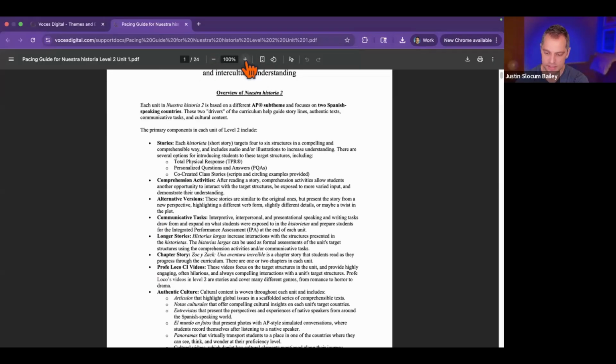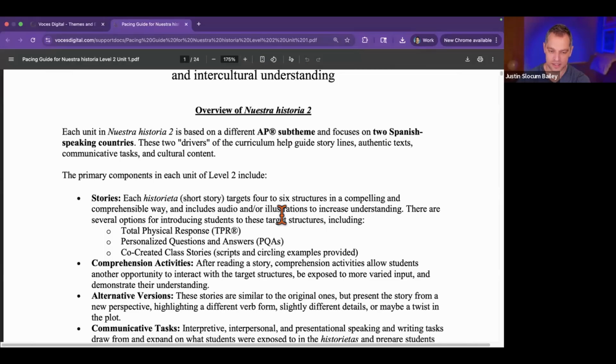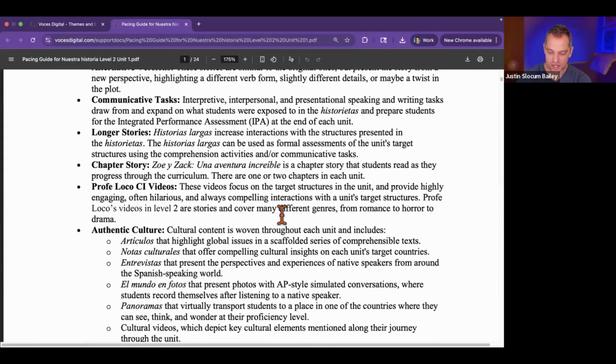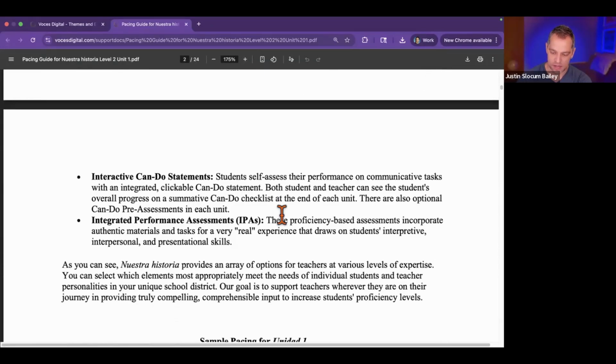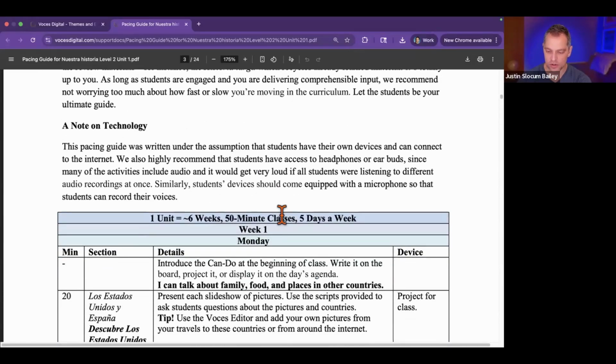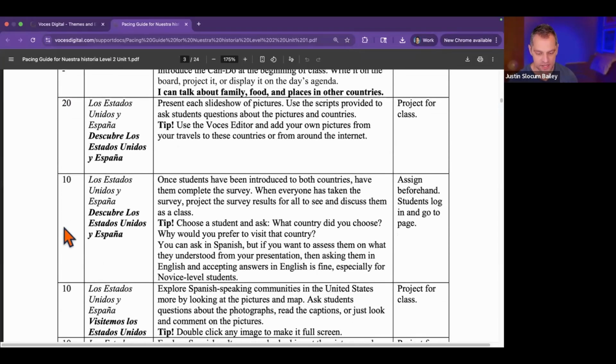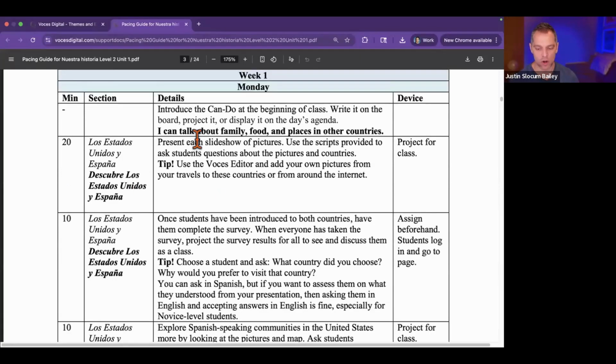I'm also going to biggerize this. I think that's the verb. And show you that around page 3 or 4, it starts taking you through an exact unit, with like a day by day, how many minutes to spend on a certain thing, when to move on, what to do when you're on that section, and so on.